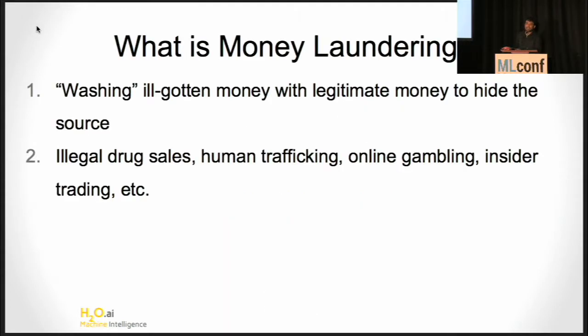So, what is money laundering? Money laundering is basically having illegal sources for money, and then you take the same money and put it into legitimate sources, and then you want to position it as a valid source of money. So there are three different processes in money laundering. One is called placement, which is bringing the ill-gotten money into the system.